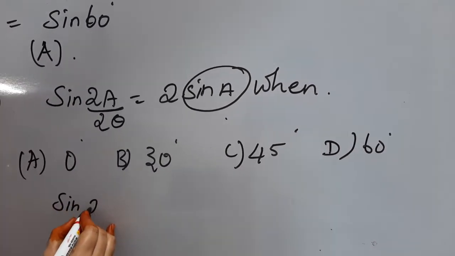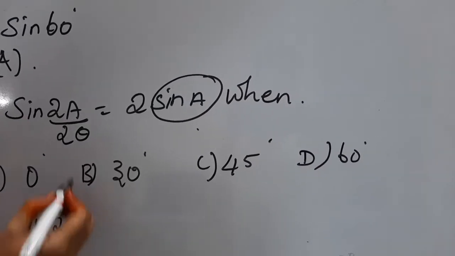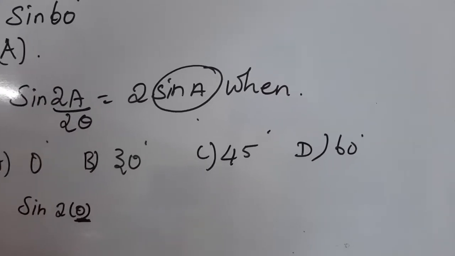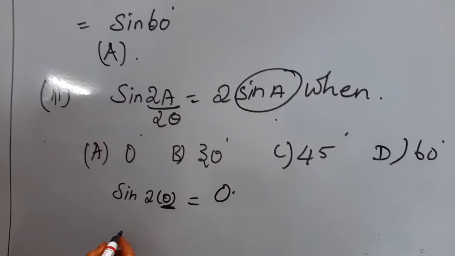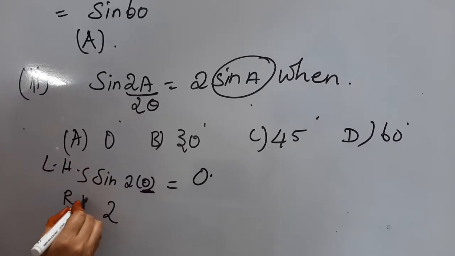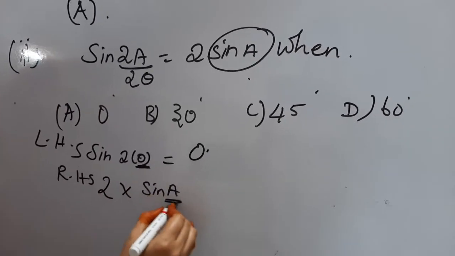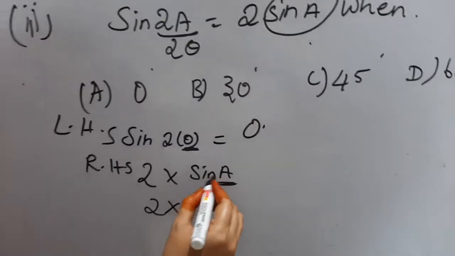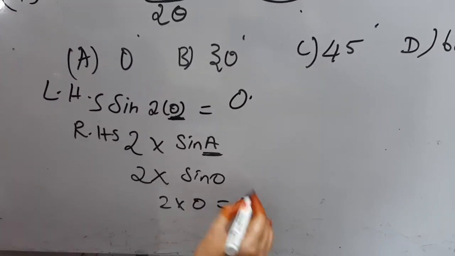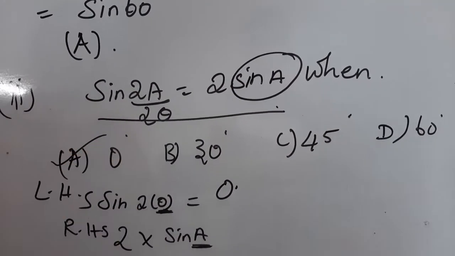When I take the value of A as 0, I am getting sin 2 into 0, which is sin 0. What is the value of sin 0? That is 0. First I took the left hand side, now I am taking the right hand side. In the right hand side, 2 into sin A is 2 into sin 0, that is 2 into 0, which is equal to 0. So the given equation is true for the first option itself.